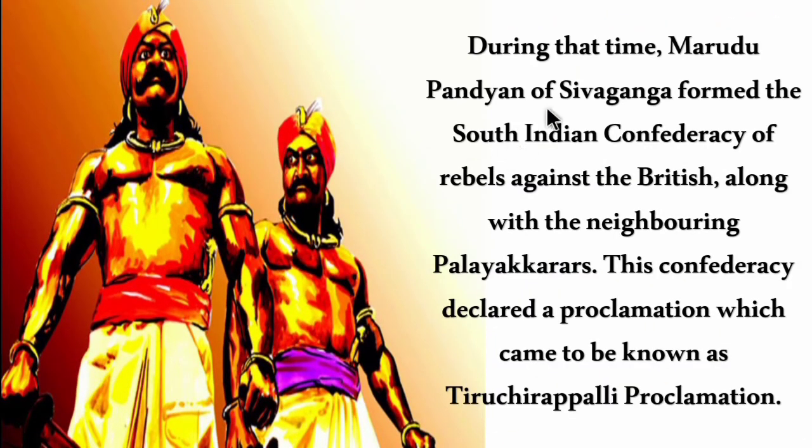And then, during that time, Maruthu Pandian of Sivaganga formed the South Indian Confederacy of rebels against the British along with the neighbouring Palayakaras. So during this time, the Maruthu brothers of Sivagangai formed a confederacy, an association of rebels who were against the British. Many neighbouring Palayakaras were also a part of the South Indian Confederacy.